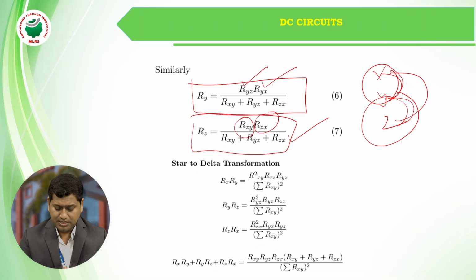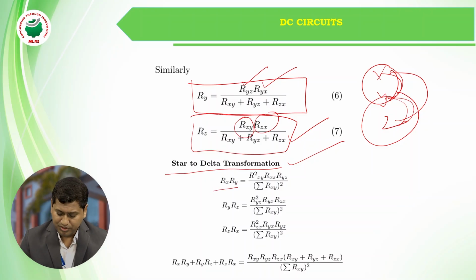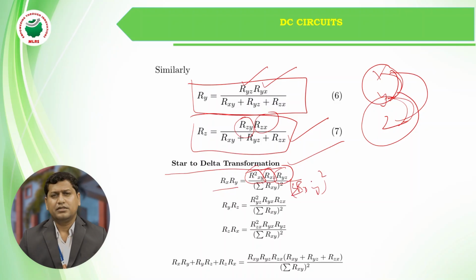So next, that is star to delta transformation. So I am multiplying Rx with Ry. So I am going to get Rx square plus Rxz multiplied by Ryz divided by the algebraic sum of Rxy.